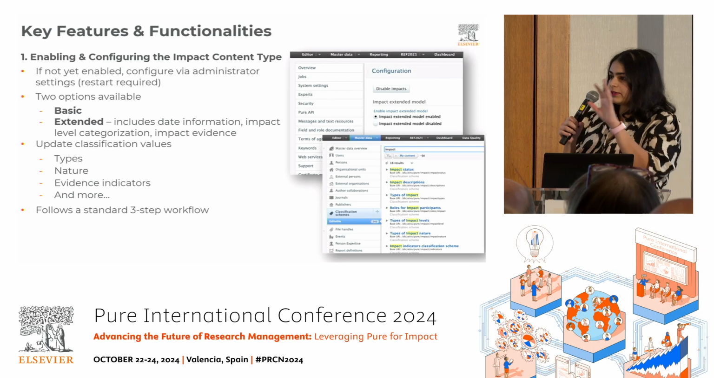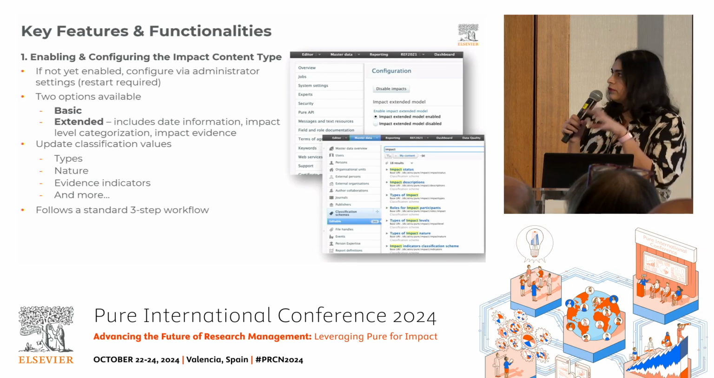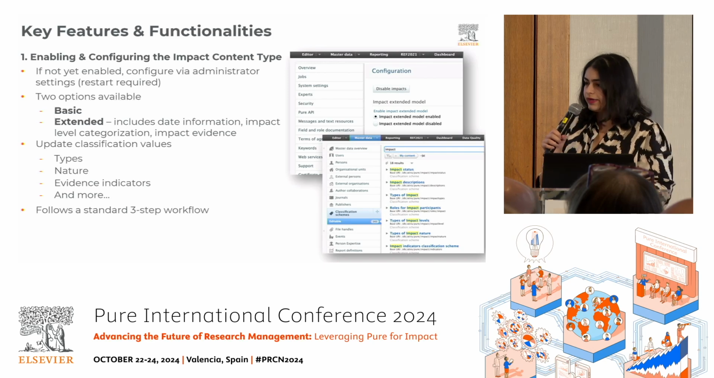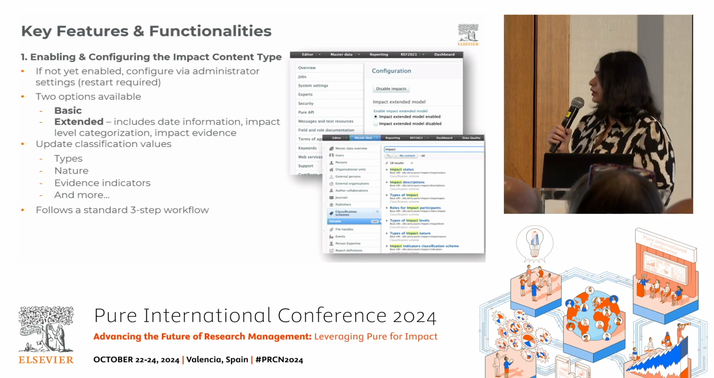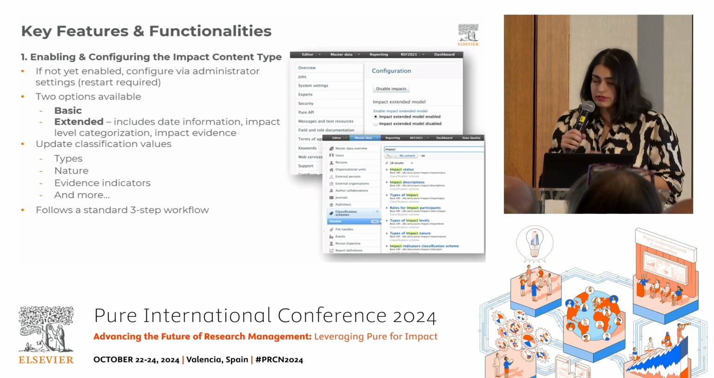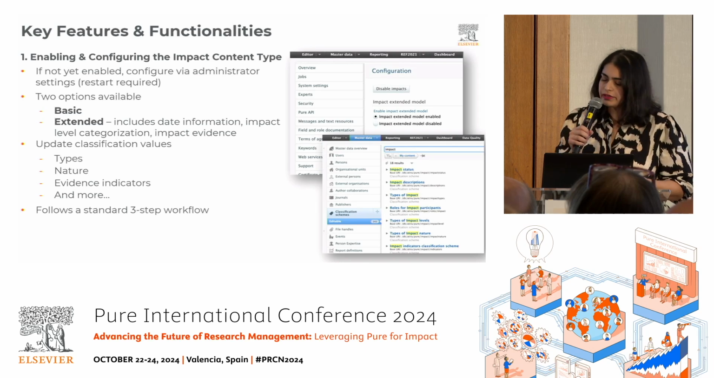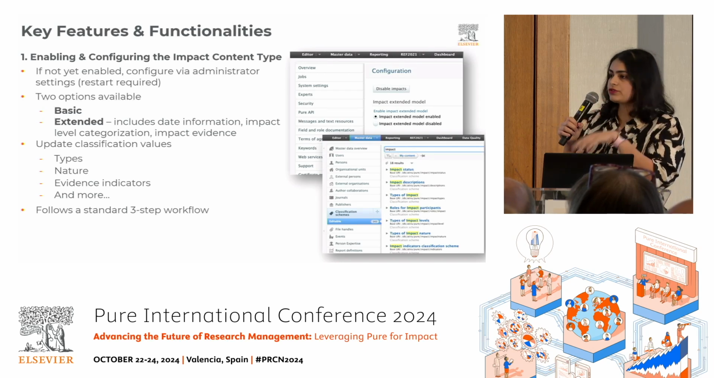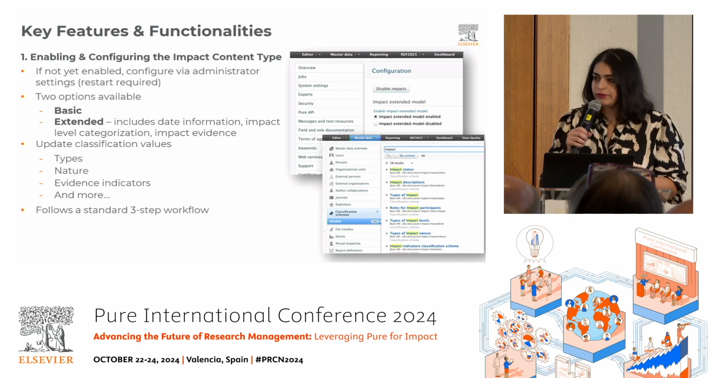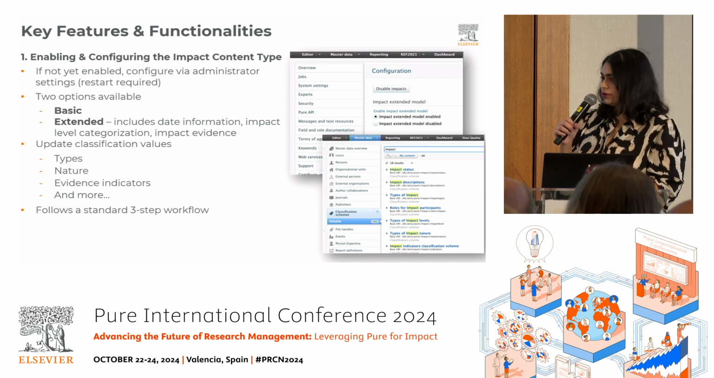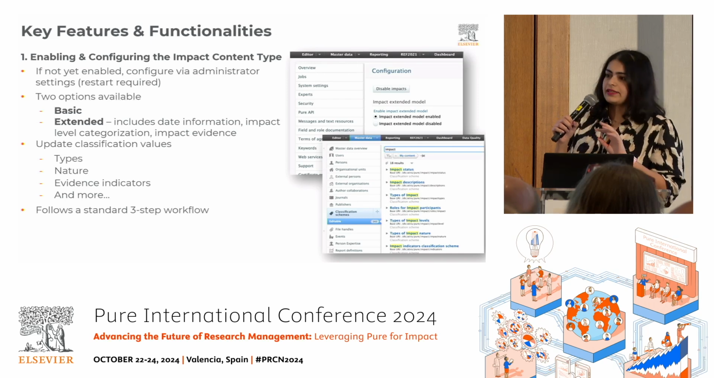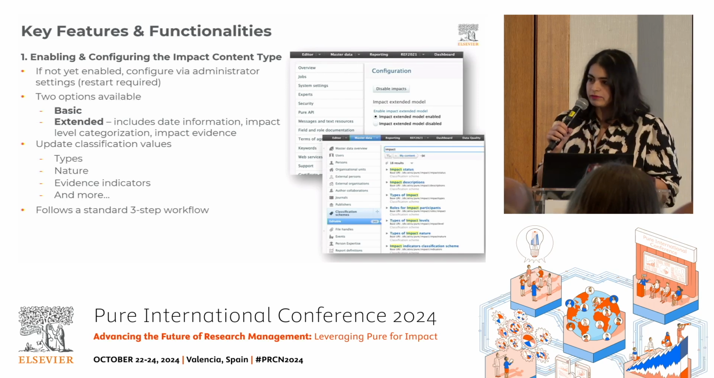So moving from that global usage, we wanted to highlight a couple of key features and functionalities that you will find in impacts should you choose to use that content type. So the first step is, of course, to configure it. If you want to configure impacts, that is found under the administrative module. And you can always reach out to the support team to turn that on for you. There are two options that you can choose from, a basic version and then the extended version.